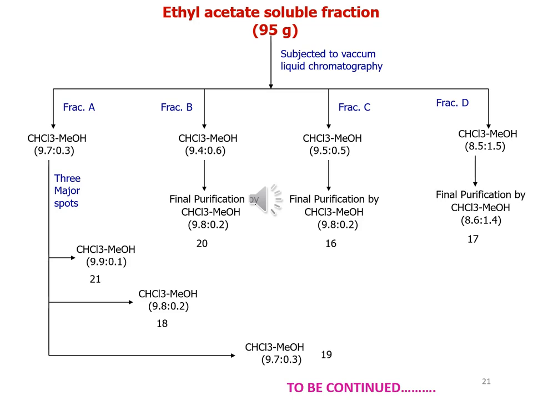Fraction C is subjected to column chromatography over silica gel using an increasing order of polarity of chloroform-methanol, that is 9.5 and 0.5%, and after final purification we get compound number 16. The purity of this compound was confirmed by using chloroform-methanol in the ratio of 9.8 and 0.2%. Fraction D is subjected to column chromatography over silica gel and eluting with 8.5 and 1.5% chloroform-methanol, and after final purification we get compound number 17. The purity of this compound was confirmed by using 8.6 and 1.4% chloroform-methanol solvent system.